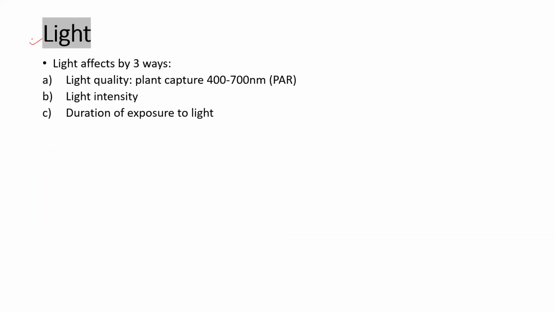Now let us study one by one. First, study light. It affects photosynthesis in three ways. First is quality of light, because the plant can capture only PAR, photosynthetically active radiation, which is light from 400 to 700 nanometer. Then light intensity, dim light or strong light. And then duration of light. We'll be studying light intensity in detail.